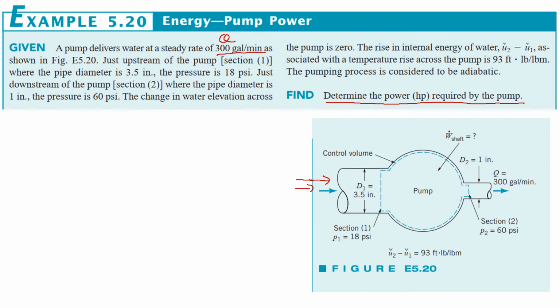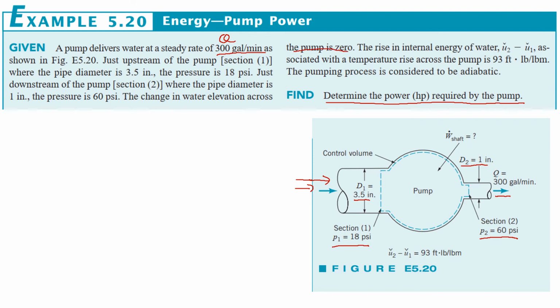This is our section 1 and inlet of the pump, where the pipe diameter is 3.5 inches. The pressure at section 1 is 18 pounds per square inch. Just downstream of the pump, section 2, the pipe diameter is 1 inch and the pressure is 60 psi, pounds per square inch. So this is our section 2 where the fluid is getting out. The change in water elevation across the pump is 0.